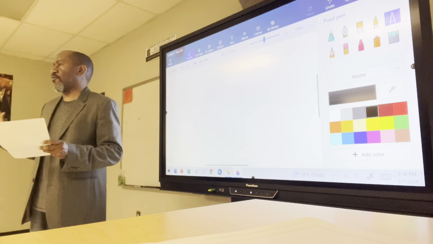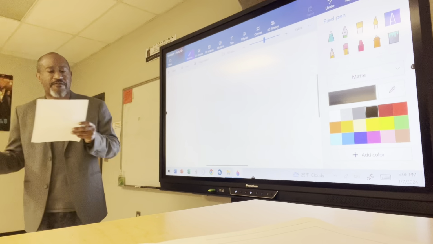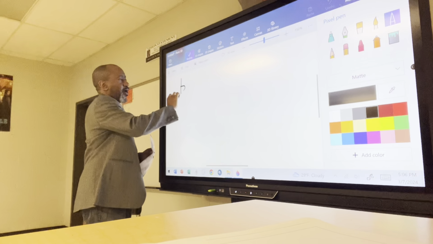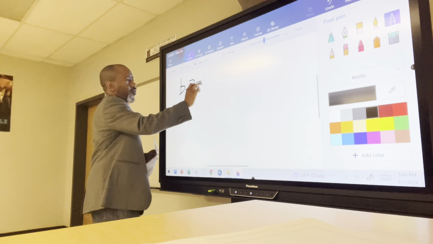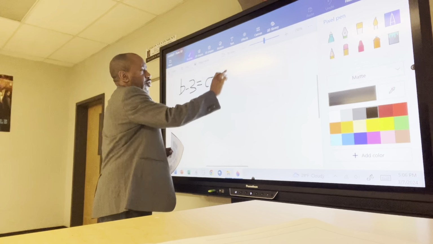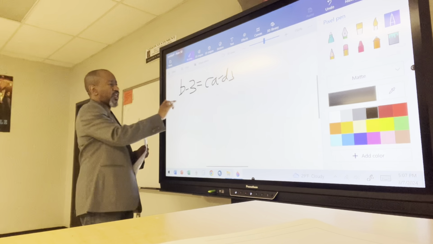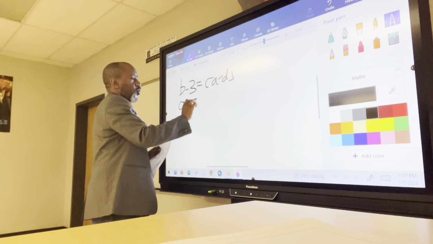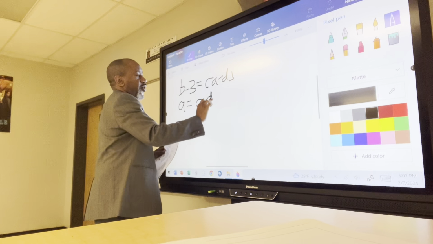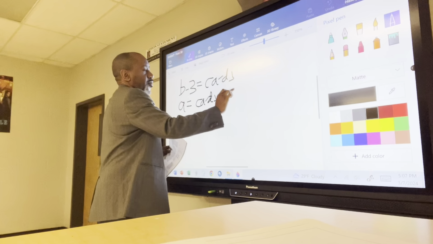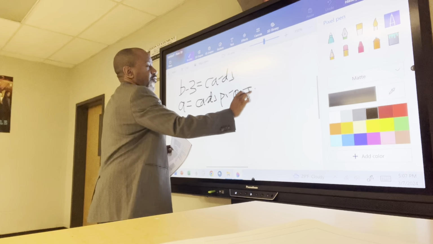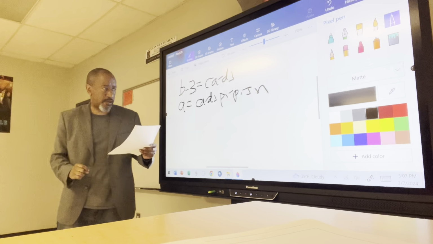Before you solve anything, you want to identify what everything is talking about. So b minus 3 represents the number of cards. Everybody with me so far? Your next thing is a is going to equal the cards per person. I'll have to find a different writing implement.